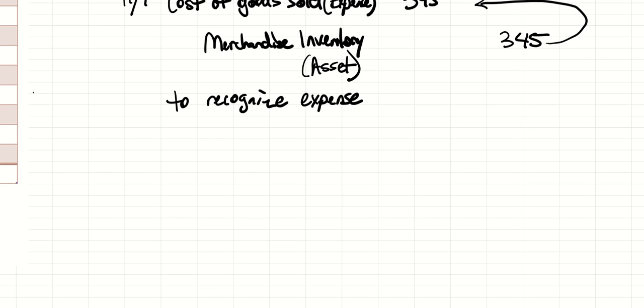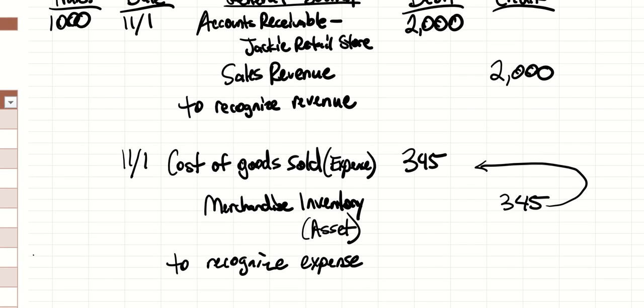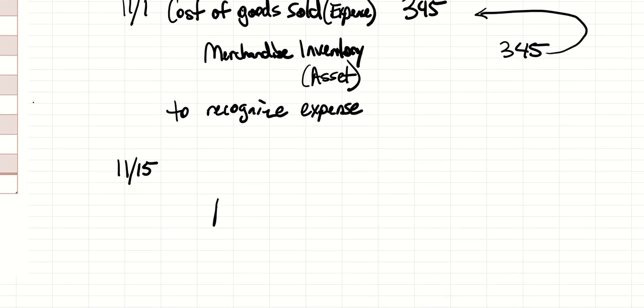Now, let's say that the cash payment was made after the discount period, and we're going to use November 15th because that's the date after the discount period. If the cash payment was received by Break a Leg after the discount period, they're going to first reduce this accounts receivable account by $2,000 by crediting that account.